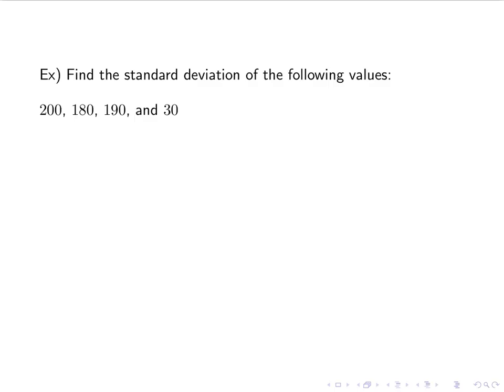Find the standard deviation of 200, 180, 190, and 30. So notice that 30 is a lot different from the first three values. So we're thinking that this standard deviation should be a lot higher because they're more spread out. If we remember from mean, median, mode, 30 could be considered an outlier here depending on what it is that we're finding values for. So it will change the mean quite a bit, and in that respect it will also change the standard deviation. So the standard deviation should be fairly high for this.